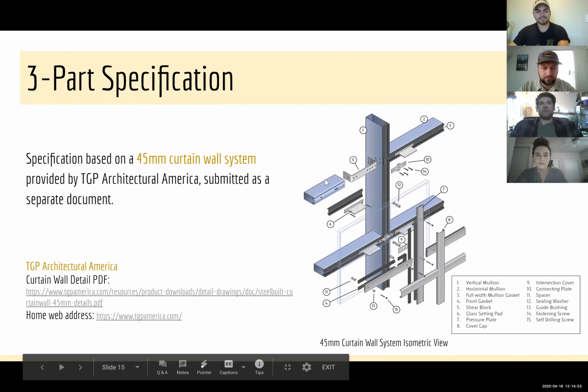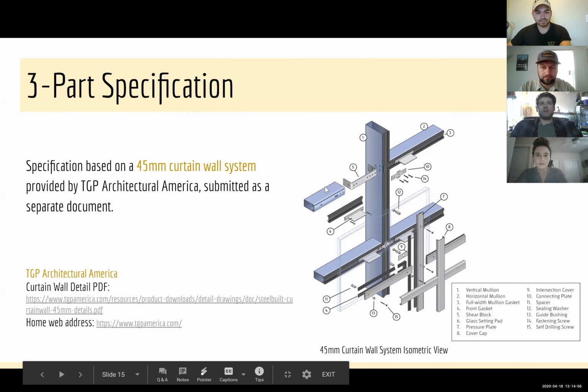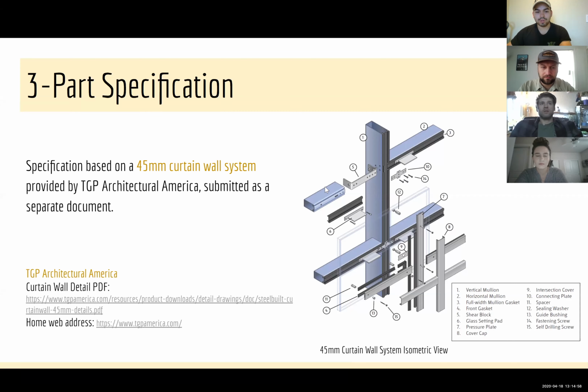For the three-part specification, our specification will be based on a 45mm curtain wall system provided by TGP Architectural America, and will be submitted as a separate document. And drawn here is an isometric view of the 45mm curtain wall system. Thank you very much.